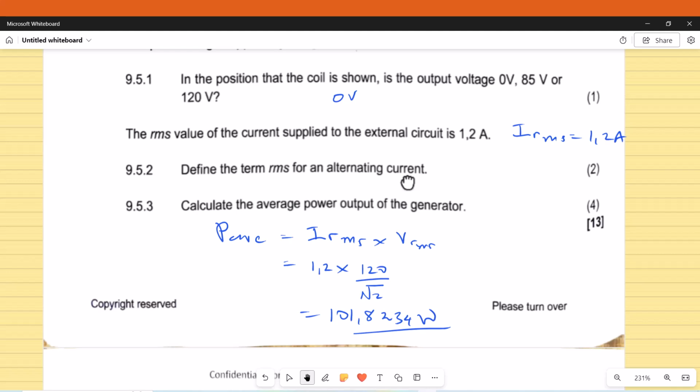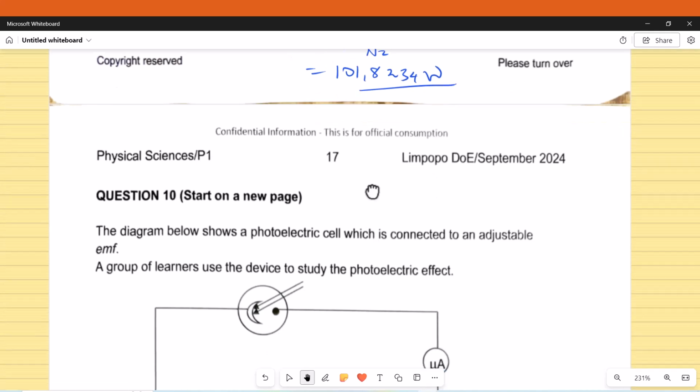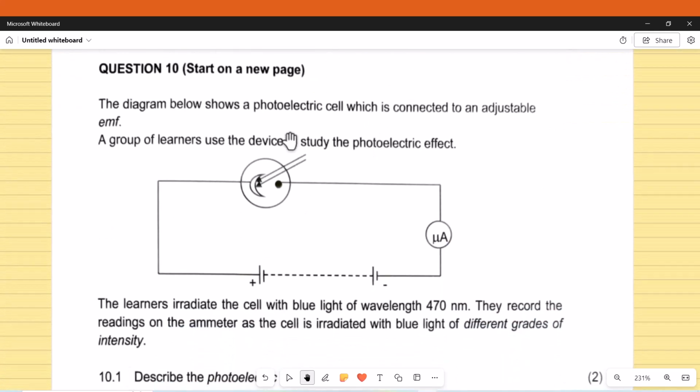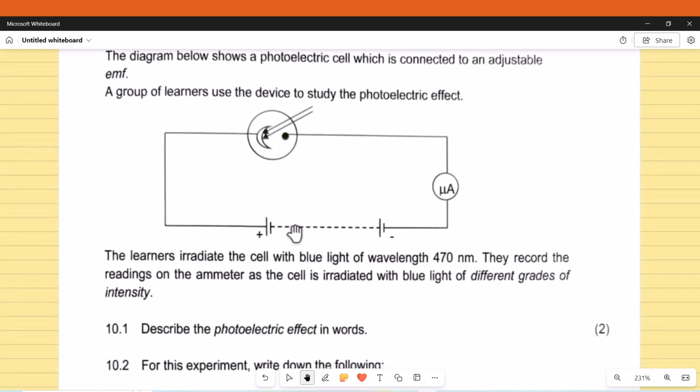Next question, let's check it out. What does it say? Question 10. The diagram below shows a photoelectric cell which is connected to an adjustable EMF. A group of learners use the device to study the photoelectric effect. Okay, so this is what we see here. And then they said the learners irradiate the cell with blue light of wavelength 470 nanometers. They record the readings on the ammeter as the cell is irradiated with blue light of different grades of intensity.